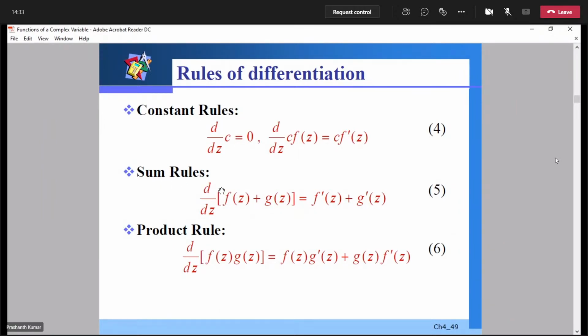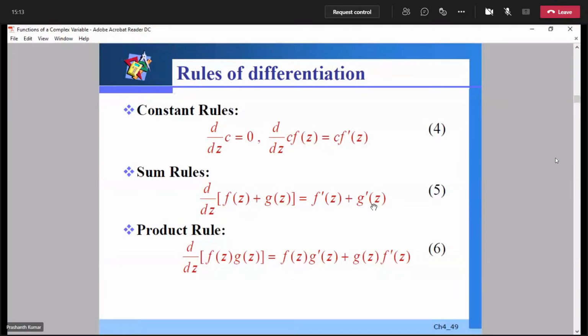What is the sum rule for complex functions? You consider two complex functions f of z and g of z, and you apply differentiability on these two functions. When you take these two functions in a bracket, you differentiate each function and add; both are equal. That is the meaning of this. So f of z plus g of z, when differentiated, is equal to the derivative of f of z added to the derivative of g of z. This we call the sum rule.